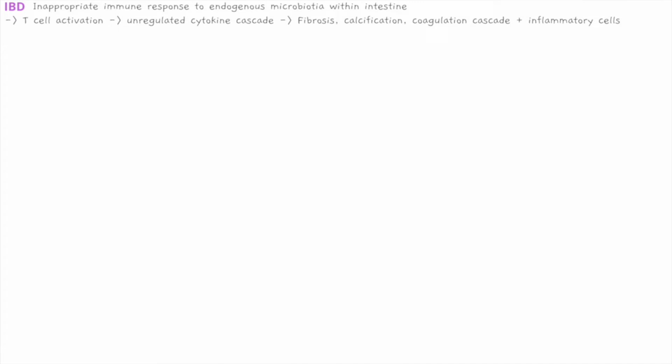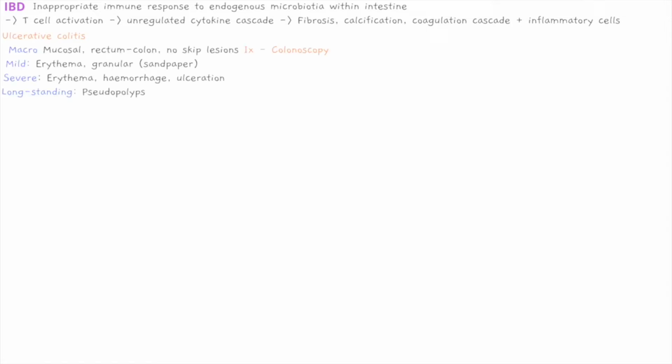This results in fibrosis, collagen production, metalloproteinases activation, and the coagulation cascade. Cytokines can also recruit other inflammatory cells, such as macrophages, B cells, lymphocytes, and leukocytes. That is the general process, but let's look how this manifests in ulcerative colitis and then Crohn's disease.